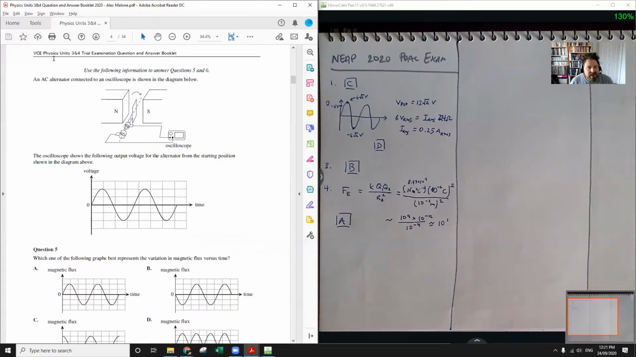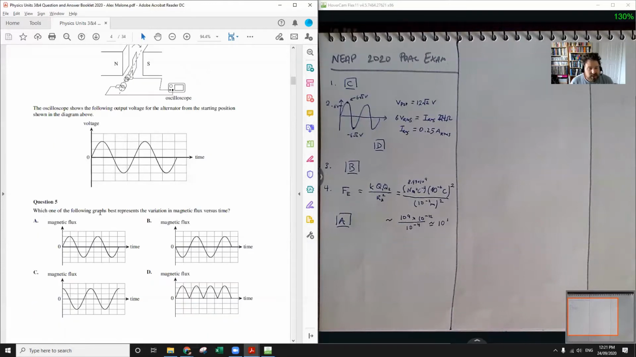Okay, question 5. Looks like it's about a generator. An AC alternator connected to an oscilloscope is shown in the diagram below. And we get an AC output. And let's just check something. Are we using slip rings? Yes, we are. So AC makes sense because we're using slip rings. Which one of the following graphs best represents the variation in magnetic flux versus time?